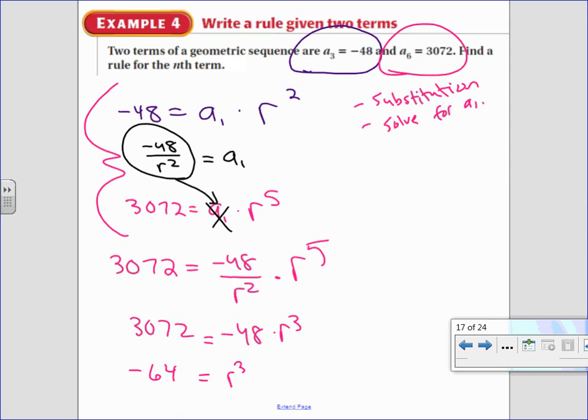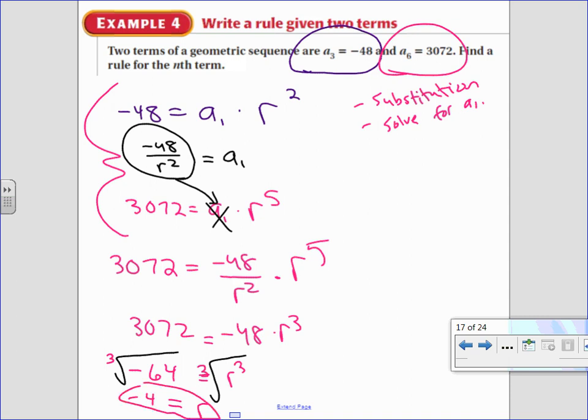Perfect. And then how do I finish this one? Cube root. And that's math 4, if you've forgotten. It's been a while since we've used that button. So math 4, cube root of negative 64. You get negative 4? We're halfway there.